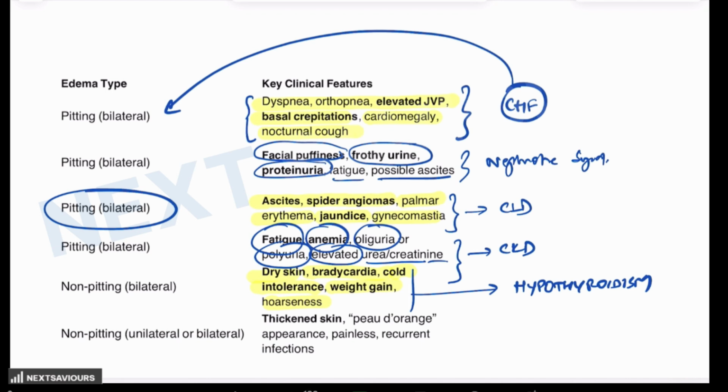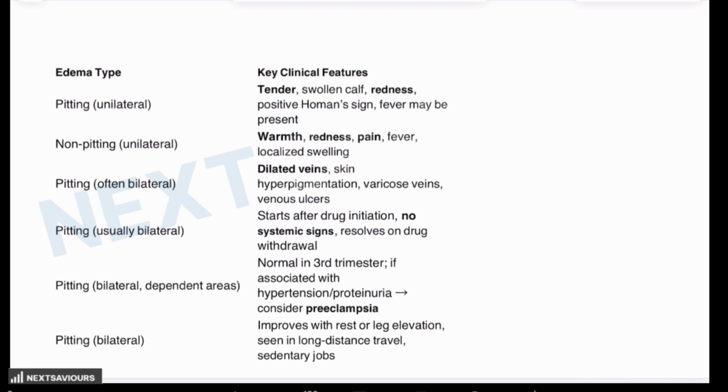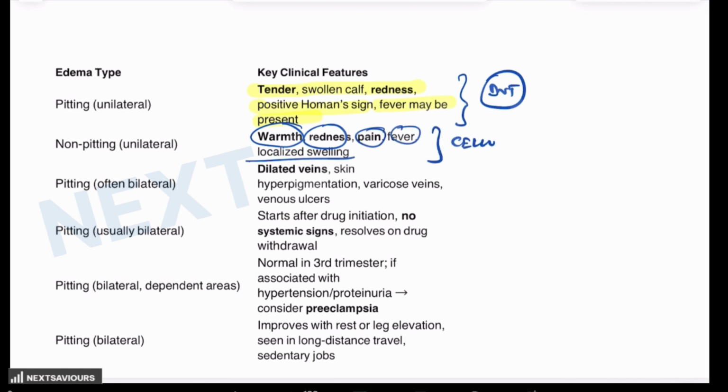While if there is a thickened skin with a peau d'orange appearance, painless, recurrent infections, it is a hint provided for lymphedema. Similarly, there are some local causes also, like if there is a history of tender swollen calf with redness, positive Homan sign, fever might also be presented to you. These are all the features of deep vein thrombosis. On the other hand, if there is warmth, redness, pain, fever, and localized swelling, it could be because of cellulitis, which is an infective condition of the skin. Now, in case the question is providing you the history of dilated veins, skin hyperpigmentation, varicosities, and venous ulcers, then these are the features of venous insufficiency.